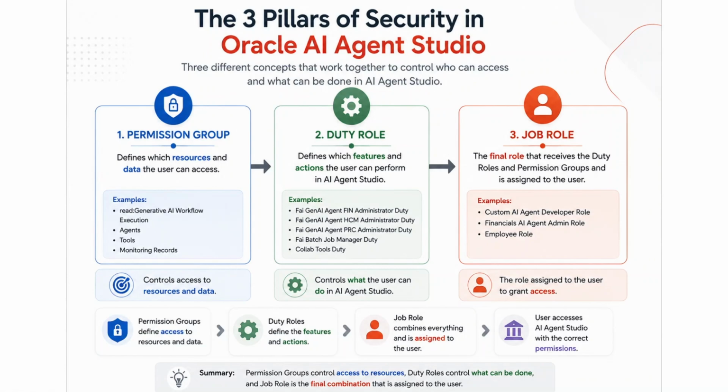And the last one is the job role. A job role is the role assigned to the user; it combines permission groups and duty roles into one role. So it's easy to remember. Permission groups answer the question, what can I access? Duty roles answer the question, what can I do? And the job role, finally, is the final role that the user receives. When all three work together, the user has the correct access to Oracle AI Agent Studio. This is the security model used by Oracle. Okay, let's go to the next one.